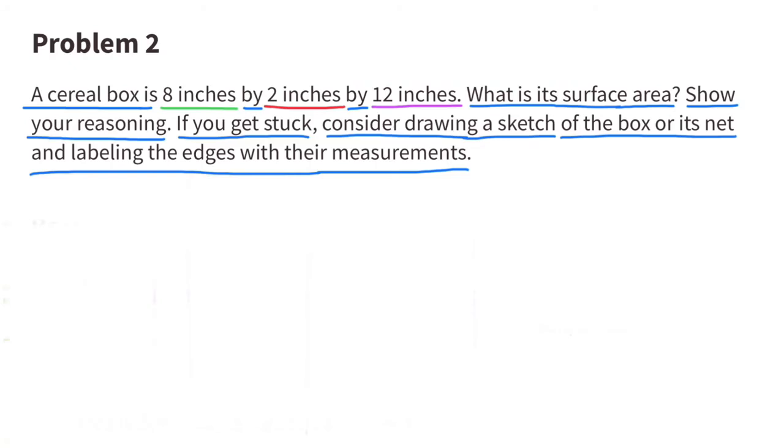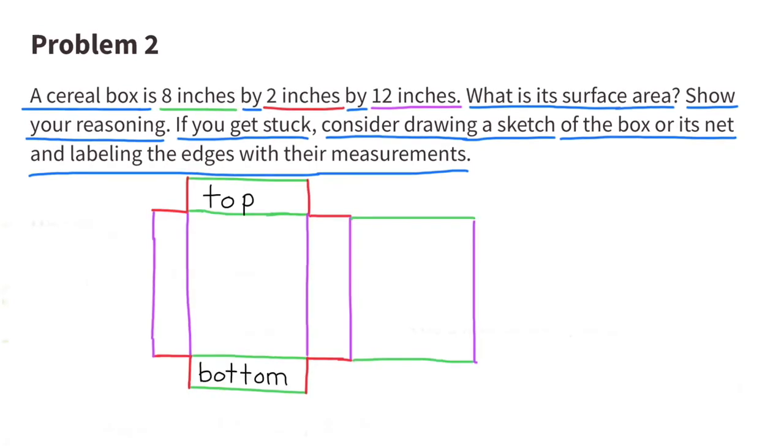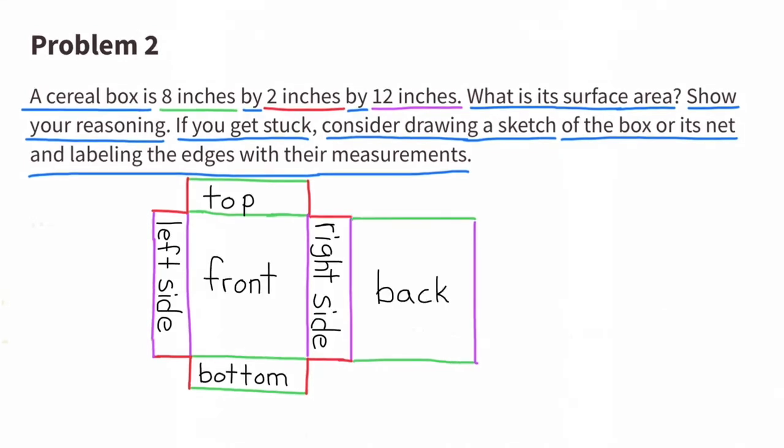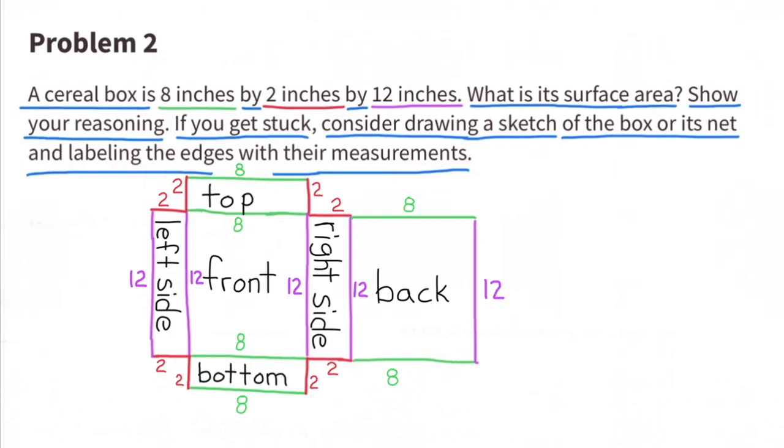Number 2. A cereal box is 8 inches by 2 inches by 12 inches. What is its surface area? Show your reasoning. If you get stuck, consider drawing a sketch of the box or its net and labeling the edges with their measurements. I decided to draw its net. Here's the top and the bottom, the right side and the left side, the front and the back. These dimensions are 2 inches by 12 inches and 8 inches by 12 inches.